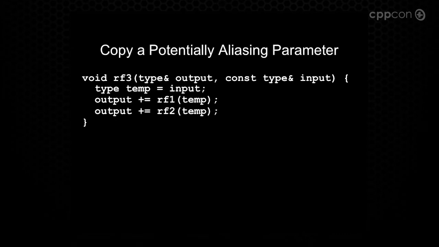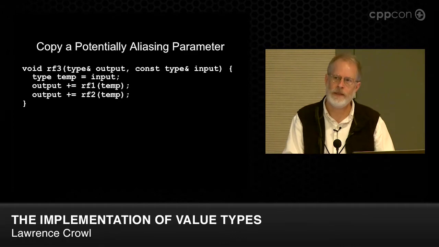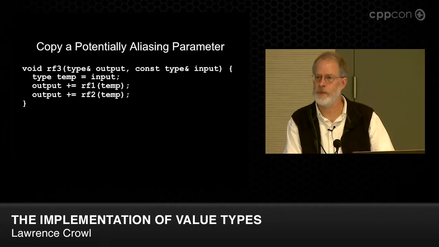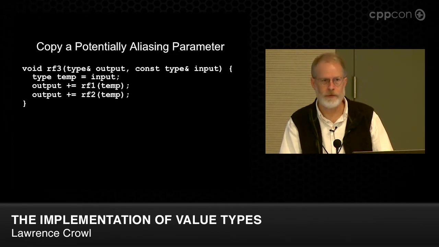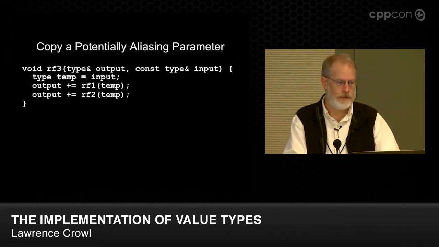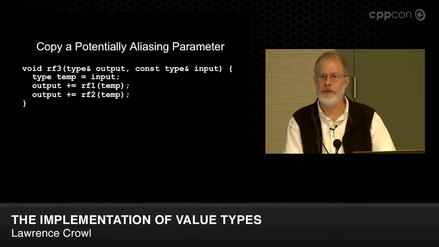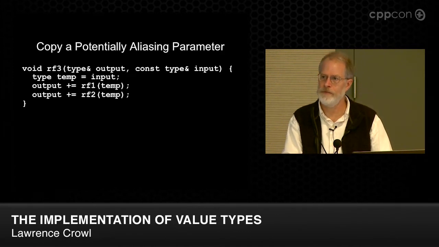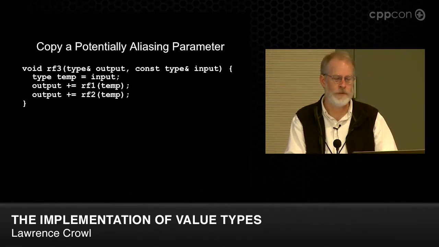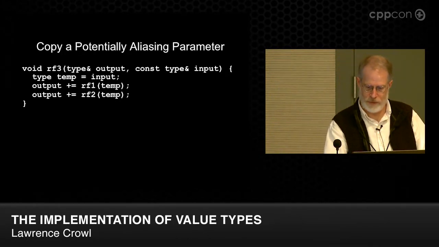The first technique for this is to copy a potentially aliasing parameter. You just copy it and use the local temp. This is no better than writing a value parameter, so there's no reason to prefer this if you started from scratch. Sometimes, however, you are dealing with a legacy interface. Somebody else has already done a value type, and now you're fixing it. So you may not have a choice, in which case this technique works when you can't change the interface.